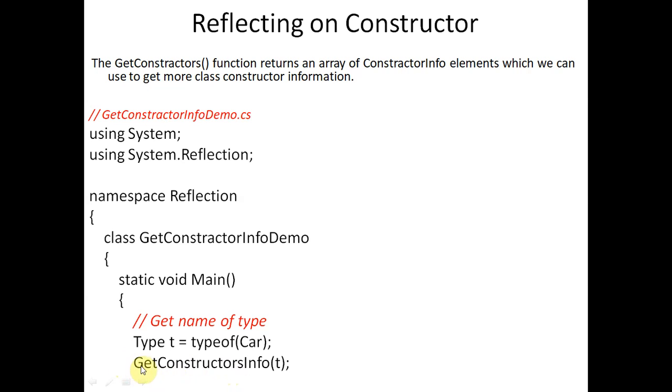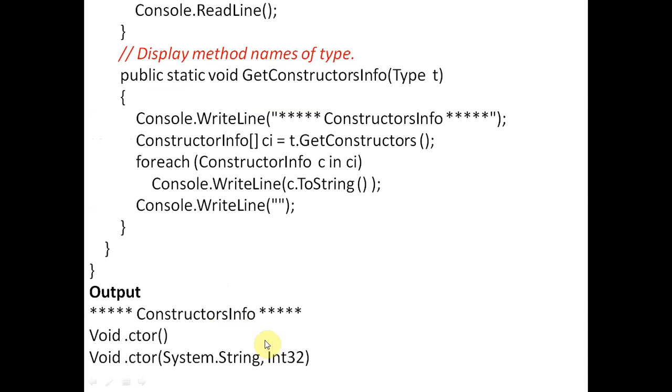We are running this program. This is the user defined GetConstructorInfo function, where we are passing the t object, t being the object of type class. You can see here that GetConstructorInfo displays the method name of type: public static void GetConstructorInfo(Type t), and t will be passed here.